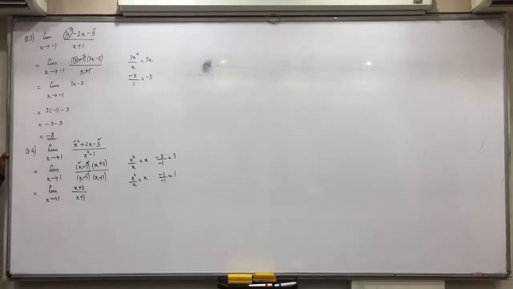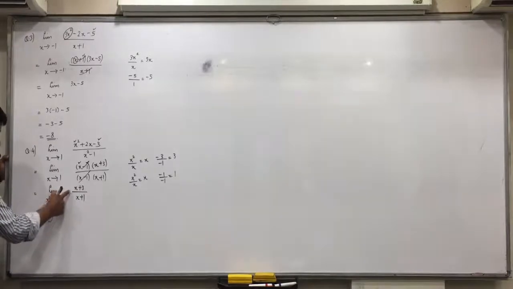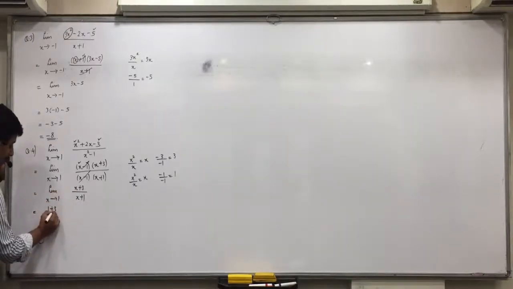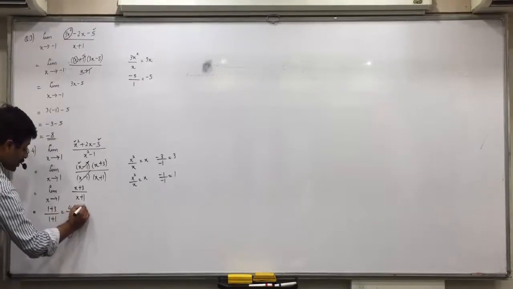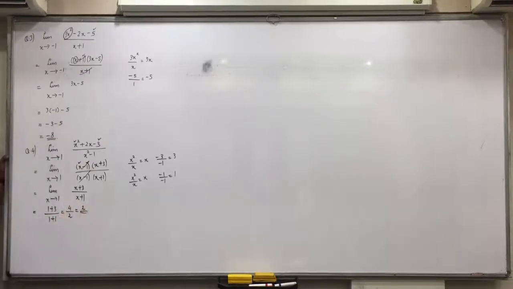So next step, in x we will substitute 1. So 1 plus 3 divided by 1 plus 1. That is 4 by 2. Did everyone understand this?